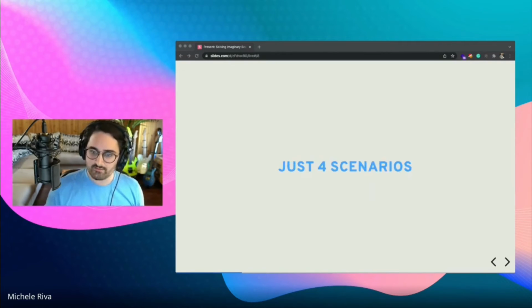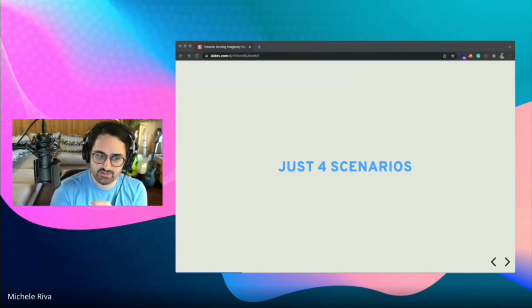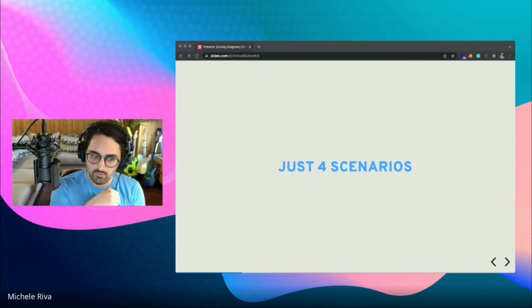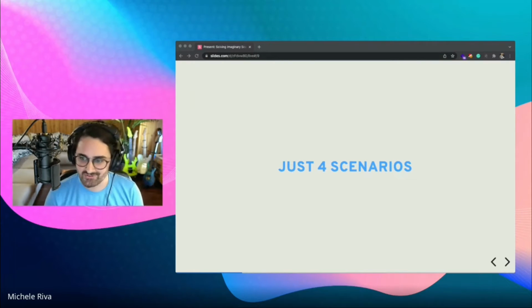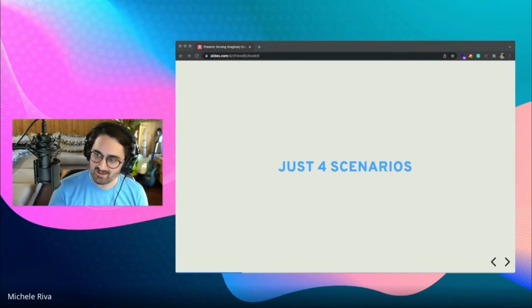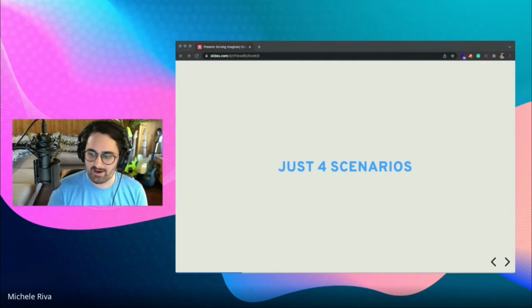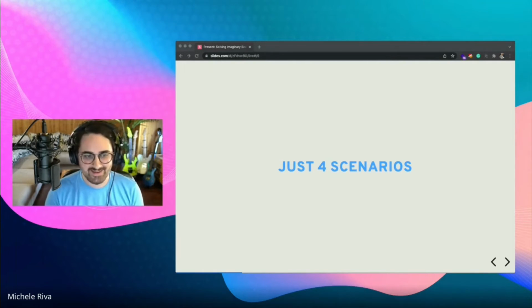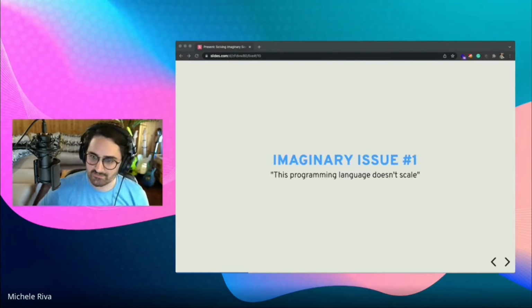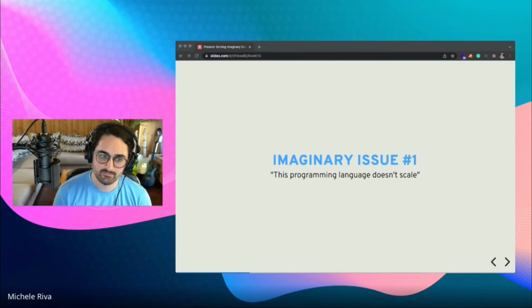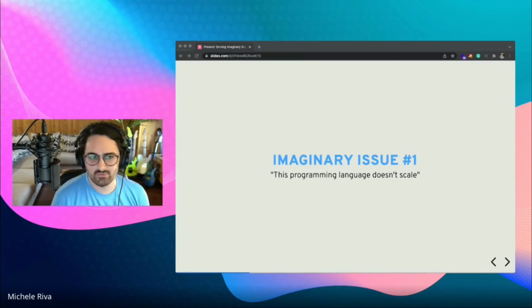So we just saw 4 different scenarios. And I feel like all the imaginary issues that we think of start as an overreaction to those 4 scenarios, I would say. So starting from there, I want to point out 4 different issues. I could stay here talking forever about the bad decisions I made, but I only have 30 minutes, so I will do just 4 of them. Imaginary issue number 1: this programming language doesn't scale. That's number one, and it's also one of my favorite ones, of course.